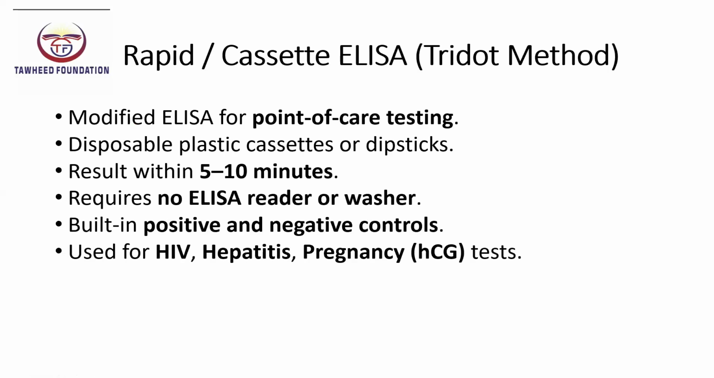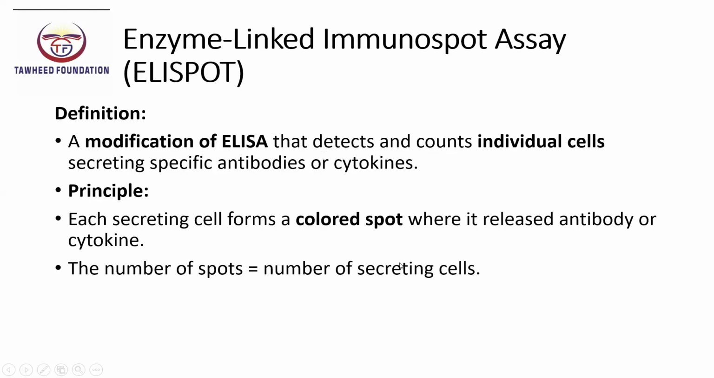Next is rapid cassette ELISA, that is the TRIDOT method. It is designed for point of care testing. Disposable plastic cassettes or dipsticks. It will give result in 5 to 10 minutes. No ELISA reader or wash is required for this. It has built-in positive and negative controls. Application for this, it is used in HIV, hepatitis, pregnancy, that is HCG test.